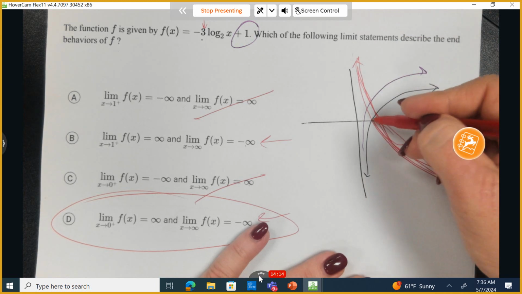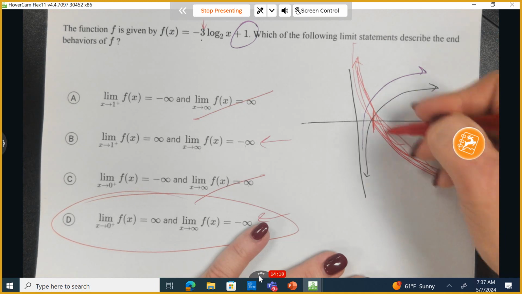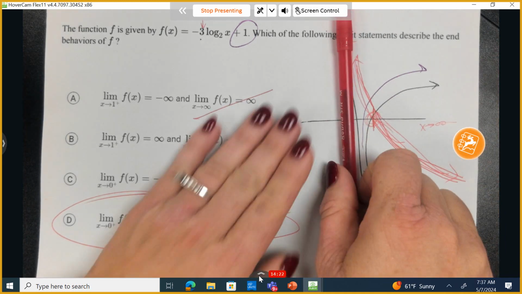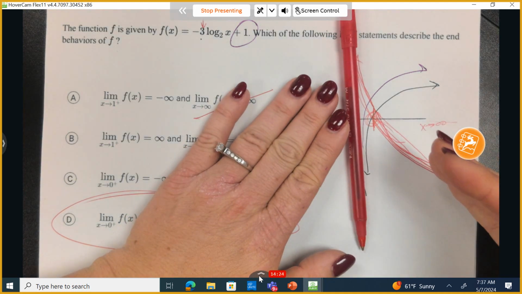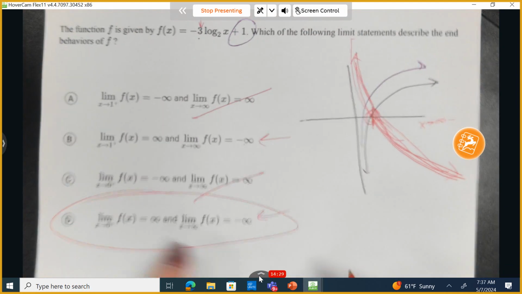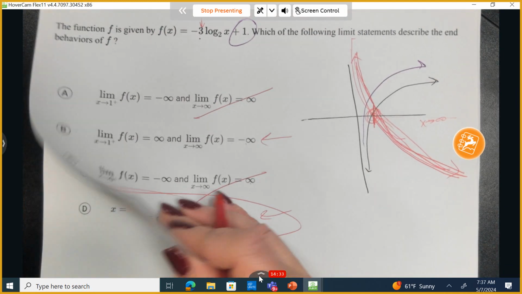After it passes x equals 1, then it goes up. So as it approaches 1, it's probably approaching a value of 0. Does everybody see that? But it's the vertical asymptote: as it approaches the vertical asymptote of 0 from the right-hand side, it's going up towards positive infinity. That's why this is the correct answer. Okay? Let's flip on to the next problem.